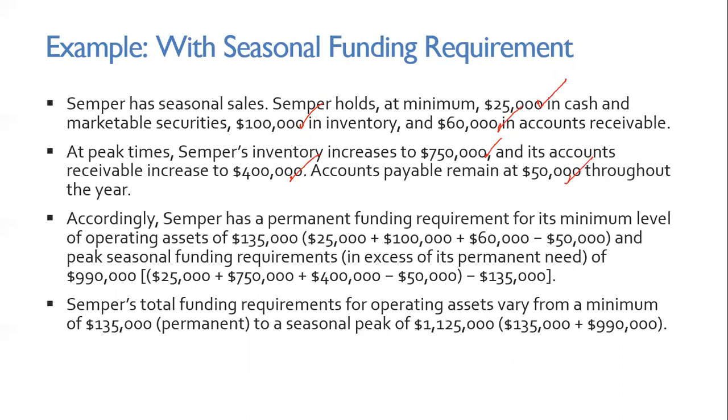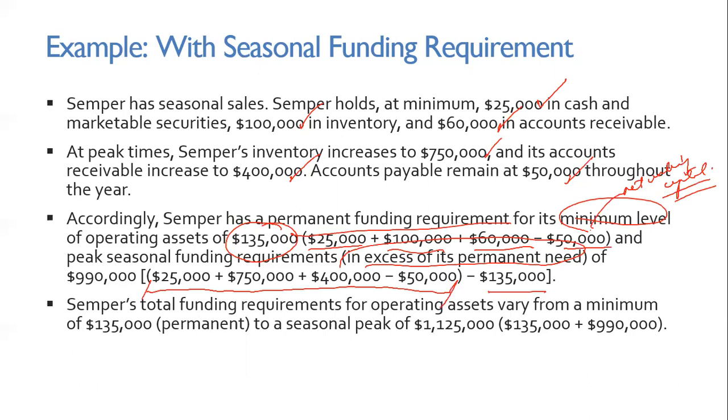So accordingly, the company has a permanent funding requirement of how much? The minimum levels: 135,000, which is 185,000 minus 50,000. Remember, we're talking here about net working capital. And the peak seasonal funding requirement is the excess over its permanent need. That is the peak funding requirement minus the permanent funding requirement. So the company's total funding requirement may vary from a minimum of 135,000 to a seasonal peak of 1.125 million.